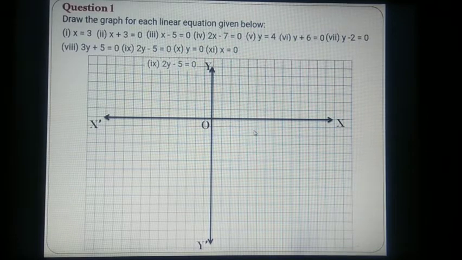Now let us check the last one, question number 9. Here 2y minus 5 equals 0. That means y equals 2.5. So 2.5 here is 0.5, 1, 1.5, 2, and this is 2.5. So y equals 2.5 is again a line parallel to the x-axis, which is given by this one. Again, pause the video to note down the graph.